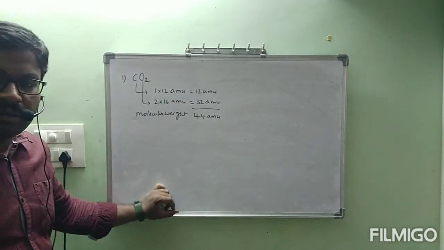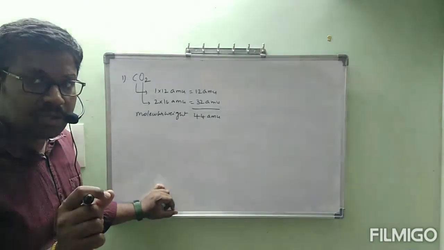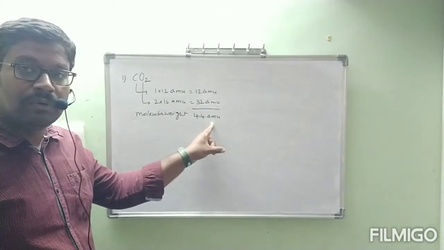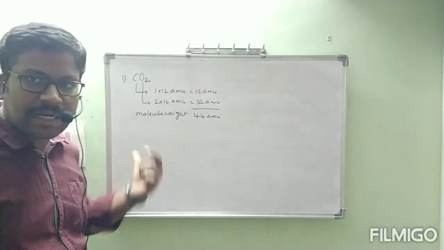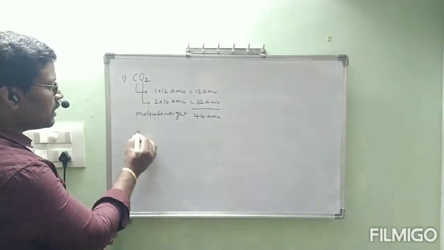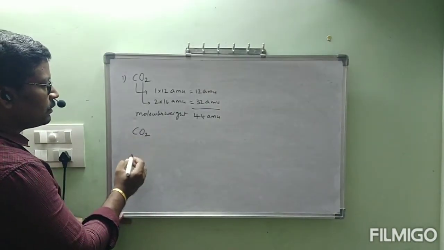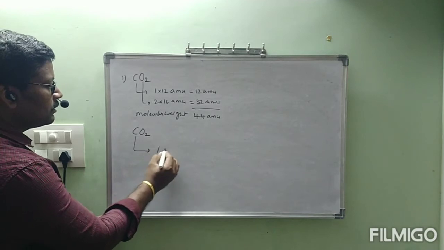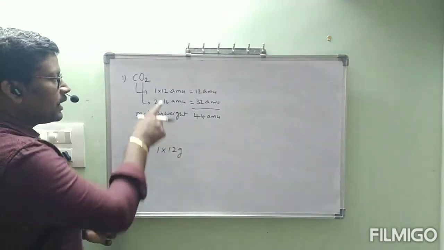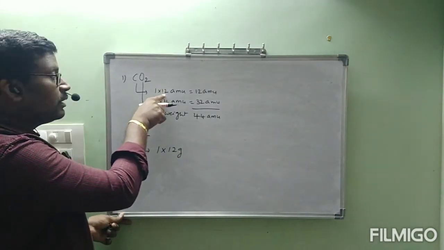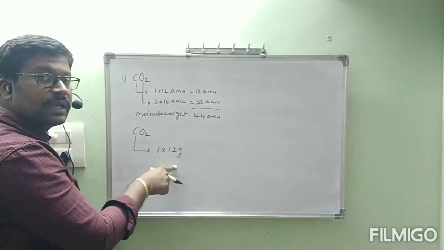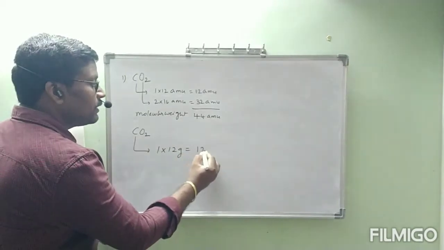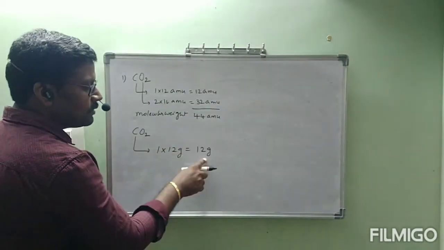Why did I write AMU again? Because when we are writing molecular weight, we have to show AMU. When we are writing gram molecular weight, we have to show grams. Now immediately I will show the same CO2 molecule. Carbon 1 into 12 grams. Here what did I write? I wrote 1 into 12 AMU. Here I wrote 1 into 12 grams is equal to 12 grams. See here 12 AMU, here 12 grams.